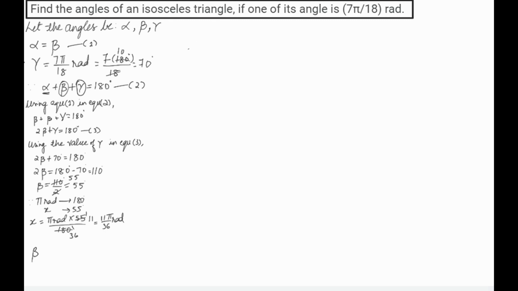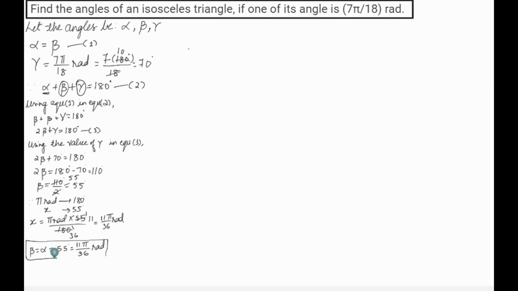We have taken angle alpha to be equal to angle beta. So therefore angle beta is equal to angle alpha, which is equal to 55 degrees. In terms of radians, it is 11 pi by 36 radians. So we have found out all the three angles of the triangle.